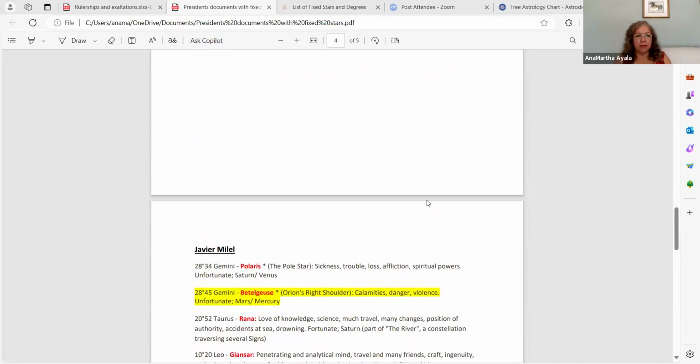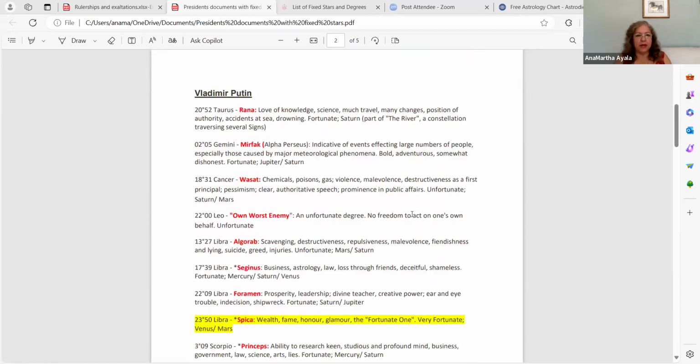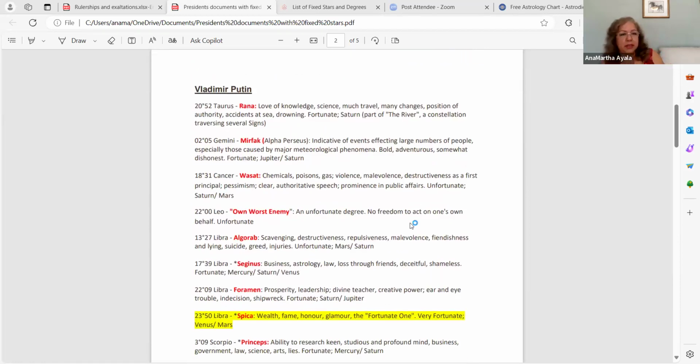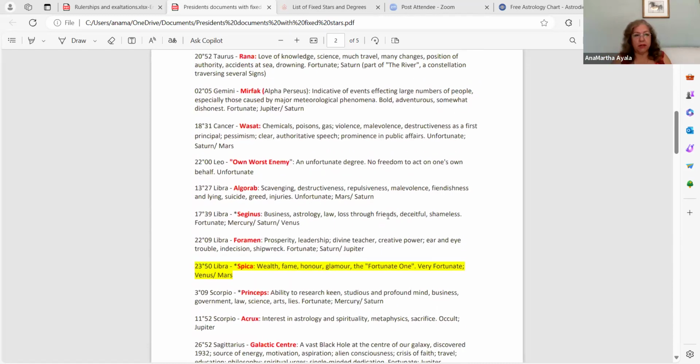And I want to show you the list of President Putin. Here, Vladimir Putin. He is the president of Russia, and he has 11 out of 11 points conjunct with a fixed star. And here's the list. So if you guys want to go do your research on that website that I showed you, be my guest.